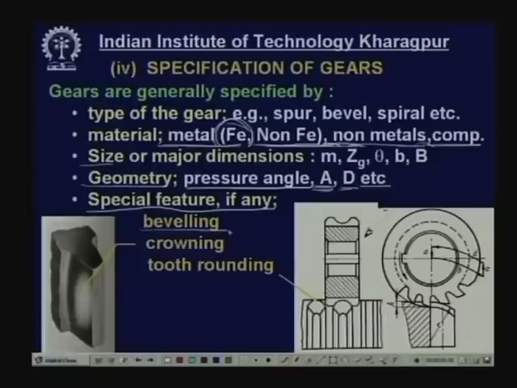For example, bevelling. Here is a gear tooth shown. This end may be bevelled; instead of being so sharp, it can be bevelled. If you bevel it, then it will be slightly stronger for engagement, but it is not compulsory. Crowning. You see, this gear tooth is slightly crowned, curved, so the middle is slightly thicker. When you engage these gears, the gear contact is very uniform and gives longer life.